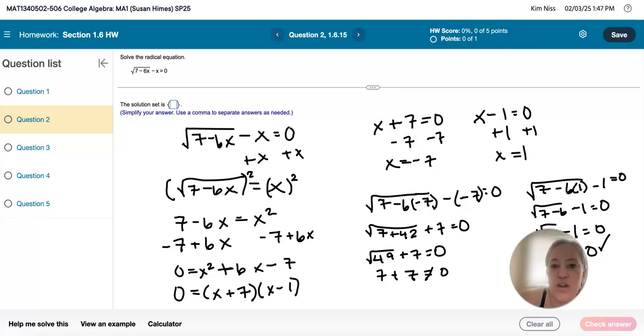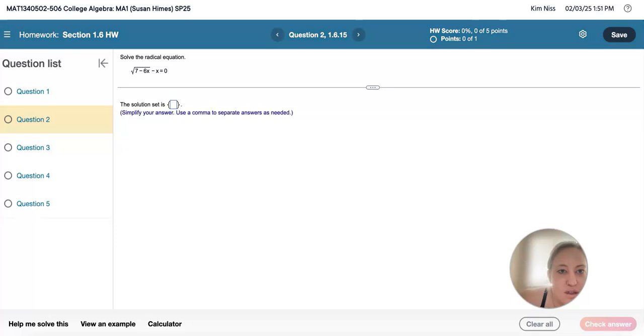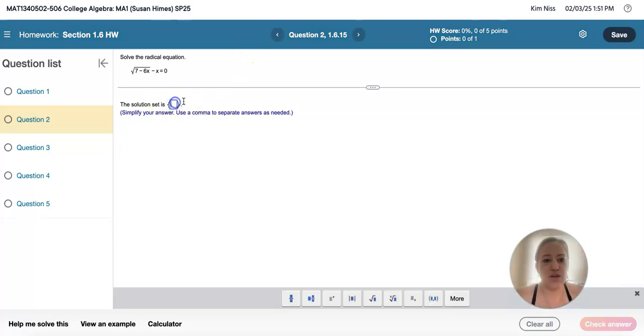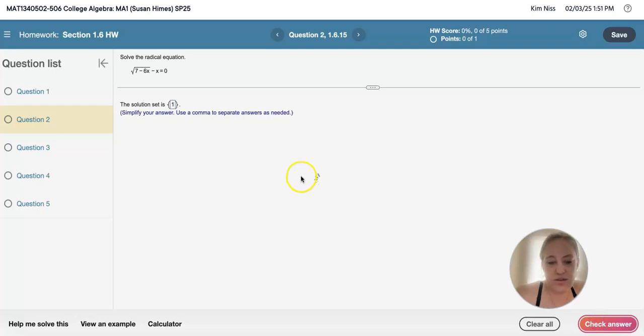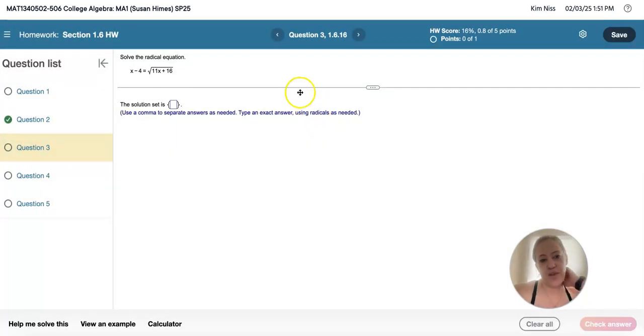It is not going to work, which is why we always want to check. So now we're going to go here, and we're going to make sure that that was right. So 1 was our answer, and that was right. Okay, so that's it.